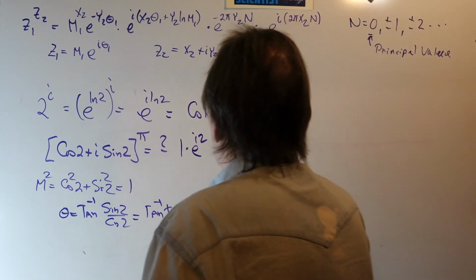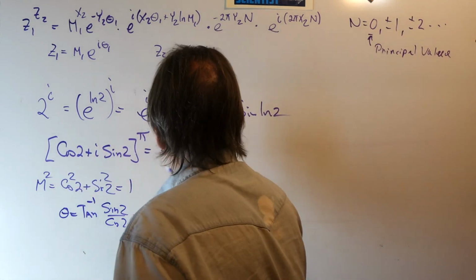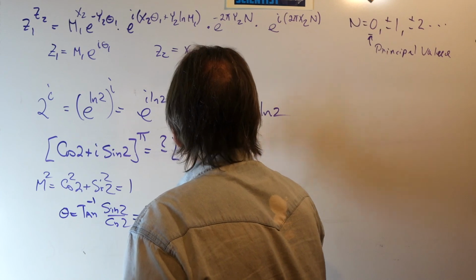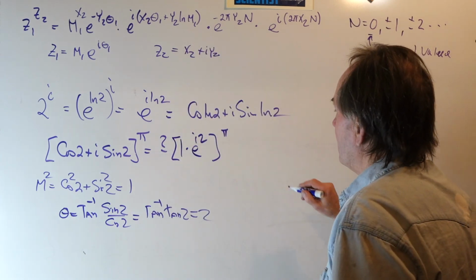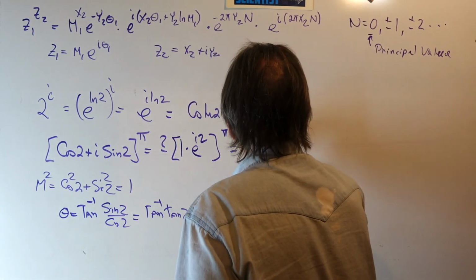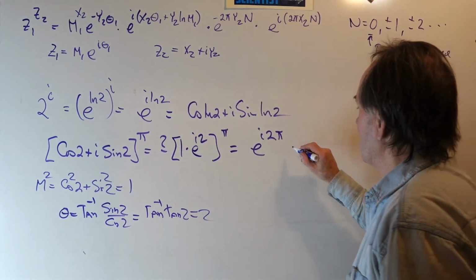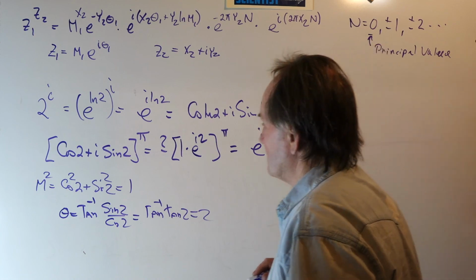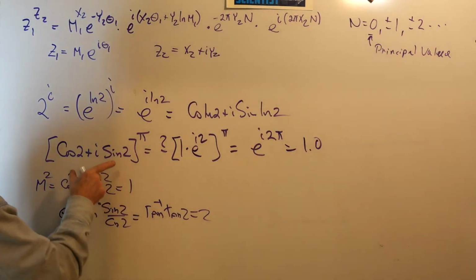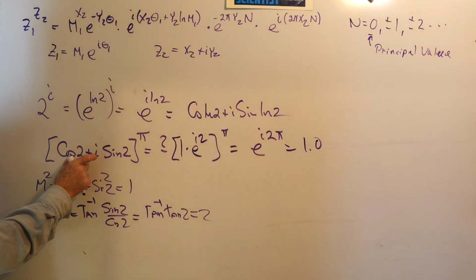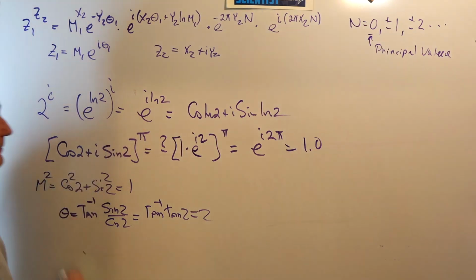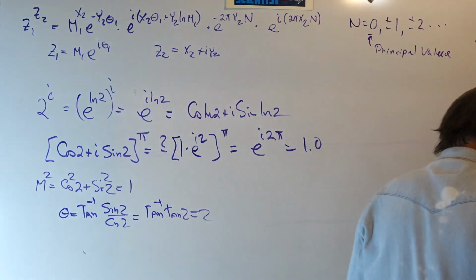So that's this portion here in the brackets, and then we're going to raise that to the pi power. So this becomes e to the i 2 pi. Well, we recognize that as being identically equal to 1.0. So it's interesting that cosine of 2 plus i sine of 2, raised to the pi power, is just equal to 1.